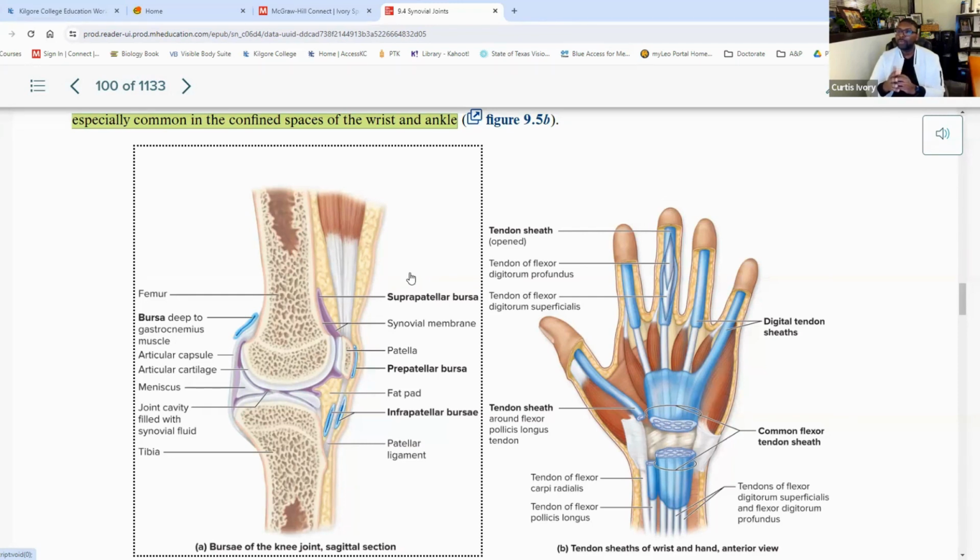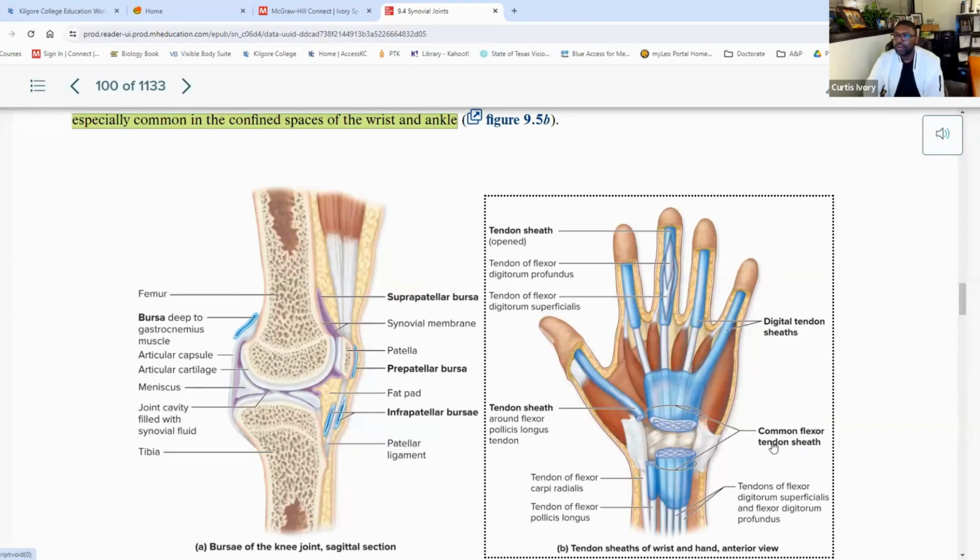So we have to be able to reduce the friction of our muscles that are gliding across different ligaments and tendons. So we have what's called a bursa, and you can see that we have these right here. So here's a bursa. I call them fluid filled balloons. That's going to help reduce friction between muscles and tendons and ligaments.